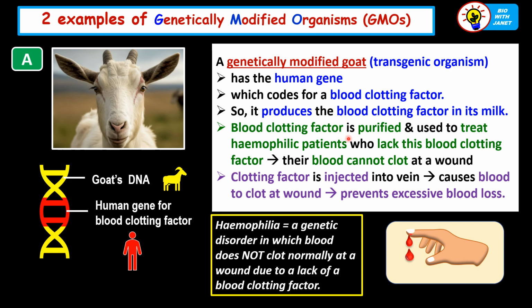Then this blood clotting factor is extracted and purified, and it can be used to treat the hemophilic patients who lack this blood clotting factor. Hemophilic patients suffer from hemophilia, which is a genetic disorder in which blood does not clot normally at a wound due to a lack of the specific blood clotting factor. So when the hemophilic patients suffer from a wound or a cut or a bruise, they can be given this blood clotting factor, and this product will prevent excessive blood loss.